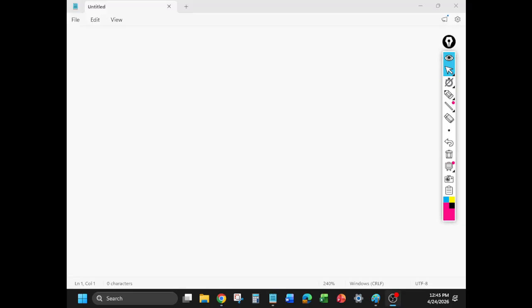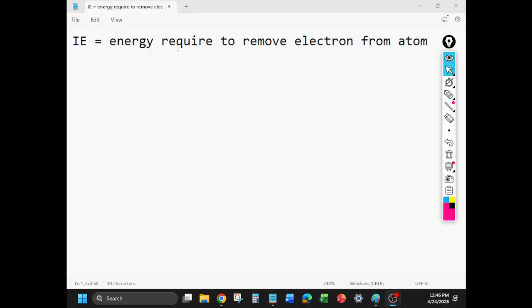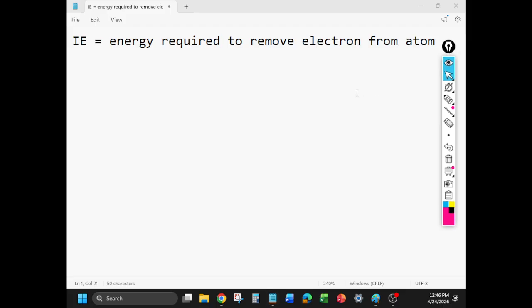Okay, so let's review ionization energy. I am going to abbreviate it as just IE. Ionization energy is very simple. It's the energy required to remove an electron from the atom.